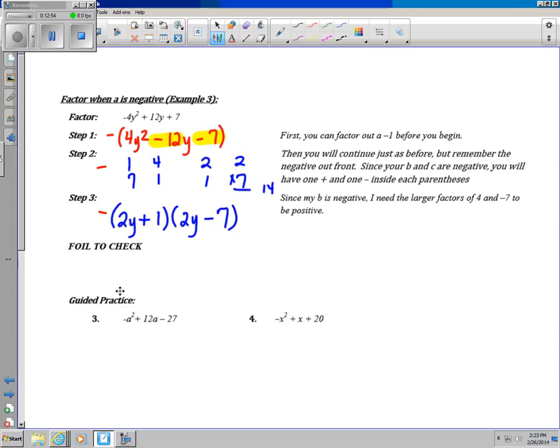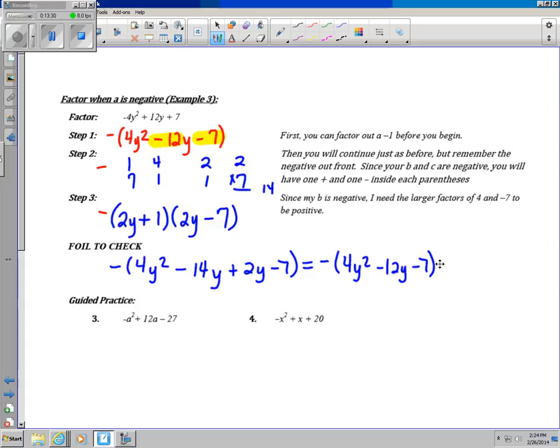But again, if you make a mistake, FOIL and change if needed. So now I'm going to FOIL to check. My negative stays out here. 2y times 2y is 4y squared. 2y times negative 7 is negative 14y. 1 times 2y is positive 2y. And 1 times negative 7 is negative 7, which equals, combining like terms, 4y squared minus 12y minus 7, which is what I definitely have in here. And when I redistribute the negative, I get negative 4y squared plus 12y plus 7. Okay? And that is what I have right here.